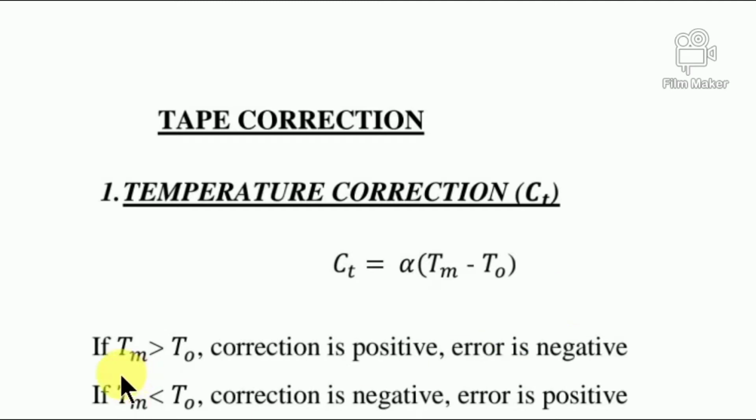Now here we have some conditions. If Tm is greater than T0, that is if the temperature during the measurement is greater than the temperature at which the tape was standardized, then our correction is positive and the error is negative. Always remember one thing, if the correction is positive, error is negative, and if correction is negative, the error is always positive. And vice versa, if Tm is less than T0, then correction is negative and the error will be positive.